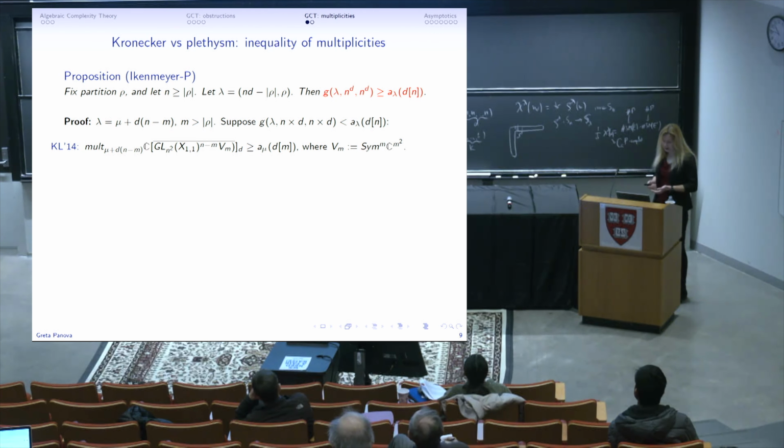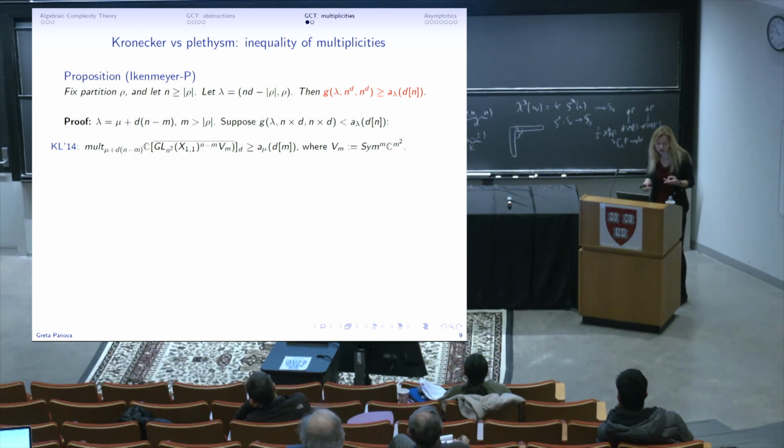And so the first thing to observe is that we have this result: if we take Vm to be the space of all polynomials in m-squared variables, so all polynomials of degree m in m-squared variables, which is what this really means, and we take the orbit closure, then we get basically everything. So that means that the multiplicity here is greater than or equal to the multiplicity of the plethysm coefficient.